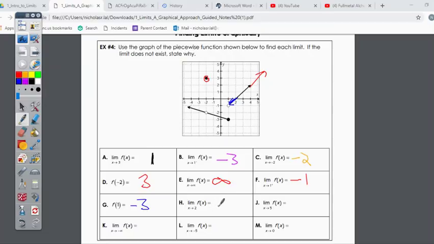The limit as x approaches 2 of f of x is going to be 0, because as x approaches 2 from both the left and the right, f of x is going to equal 0. As x approaches 5, we can see right here, extrapolate this line, that f of x is going to approach 3.